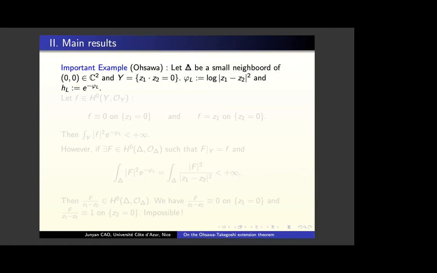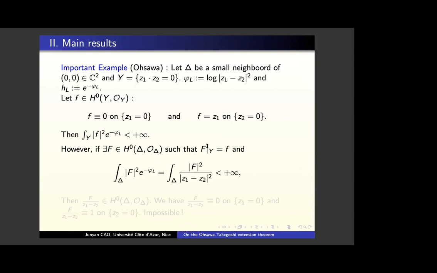Here, we take delta to be a small neighborhood of the origin in C2, and Y is the union of two components, and phi is the singular metric, which is a PSH function. Then let small f be a holomorphic function over Y, which equals zero on one component and equals z1 on the other component. It's easy to check that its L2 norm is bounded. However, we cannot find an extension of small f with control on its L2 norm.